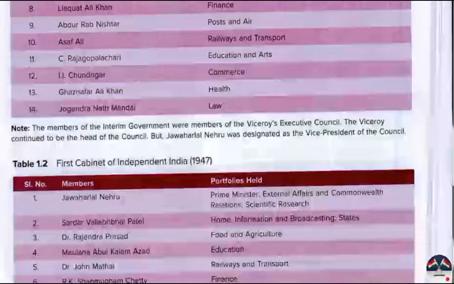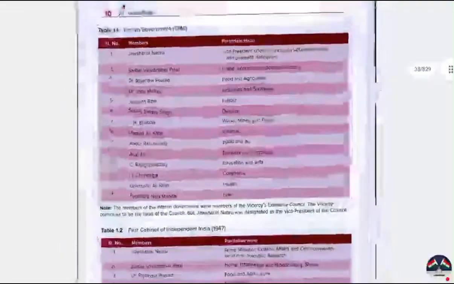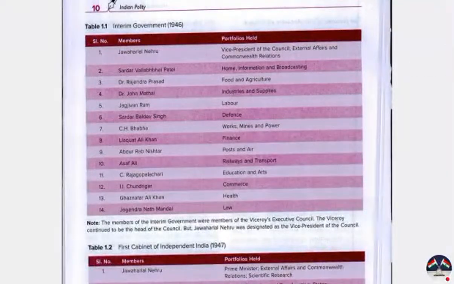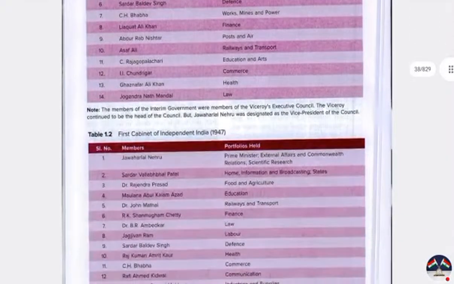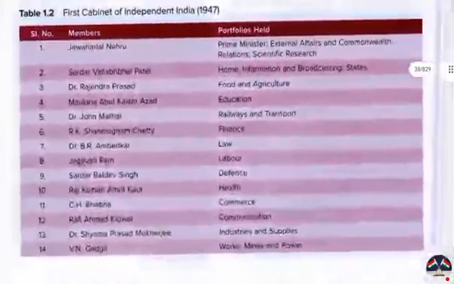C. Rajagopalachari education and arts, and Sundarigar commerce, and Ghaznafar Ali Khan health, and Jogendra Nath Mandal was part of the law portfolio. And the second table is also given here.